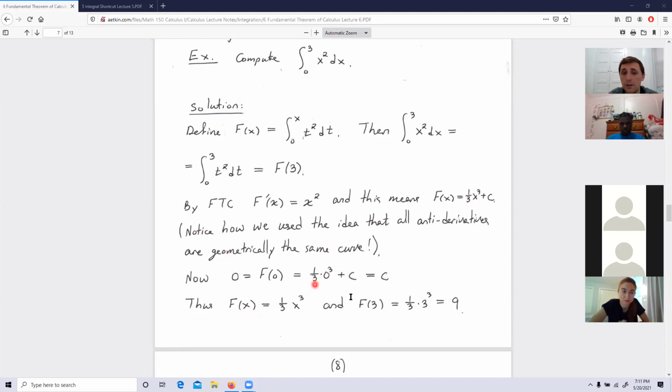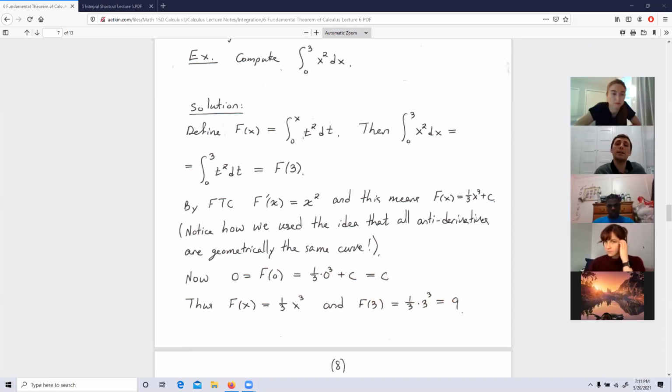And what's this integral? This integral is just F of 3, which is 1/3 times 3 cubed, which is 9. So without doing Riemann sums, I figured a way to go around it. I verified what is the antiderivative. Yes?